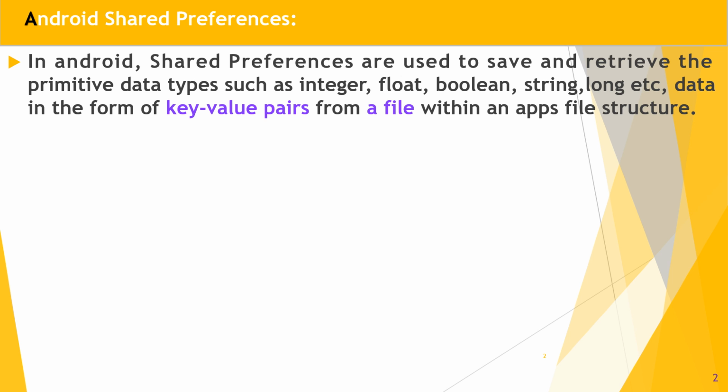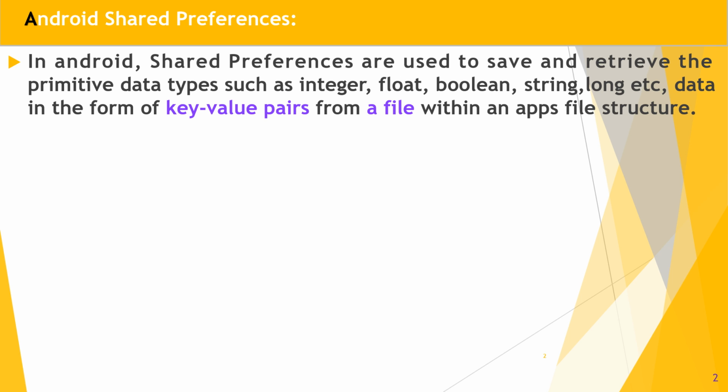So let's begin with what is meant by Android shared preferences. In Android, shared preferences are used to save and retrieve the primitive data types. We know the primitive data types such as integer, float, boolean, string, long, etc. Data in the form of key value pairs from a file within an app's file structure.